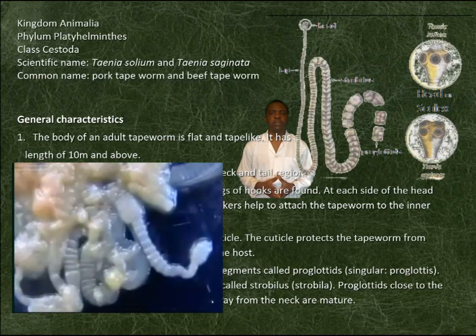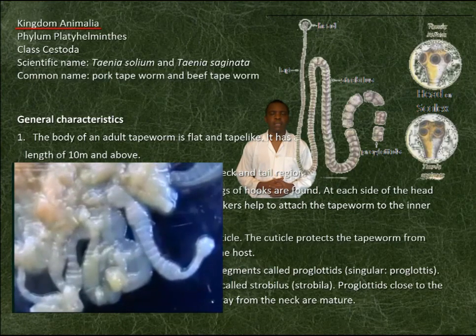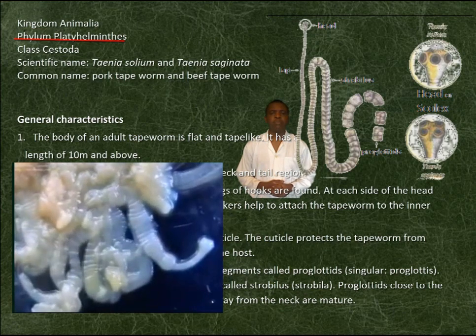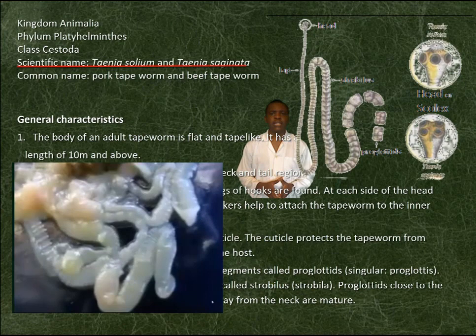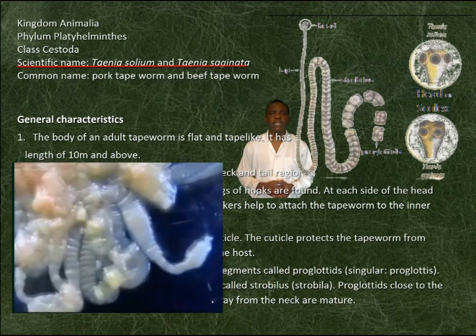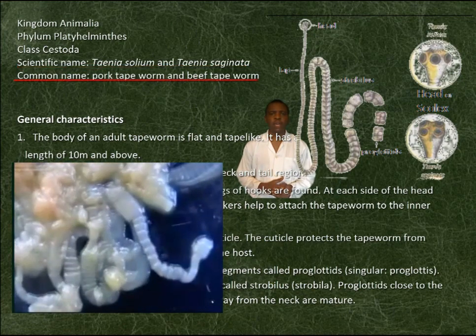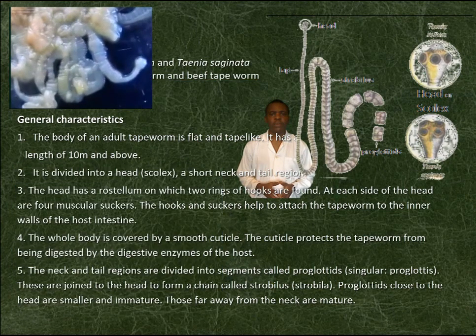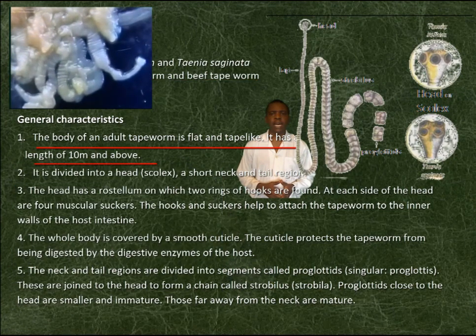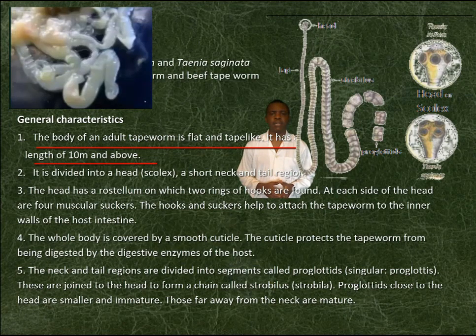Flatworms. Classification: Kingdom Animalia. Phylum Platyhelminthes. Class Cestoda. Scientific name Taenia solium and Taenia saginata. Common name pork tapeworm and beef tapeworm. General characteristics: the body of an adult tapeworm is flat and tape-like.